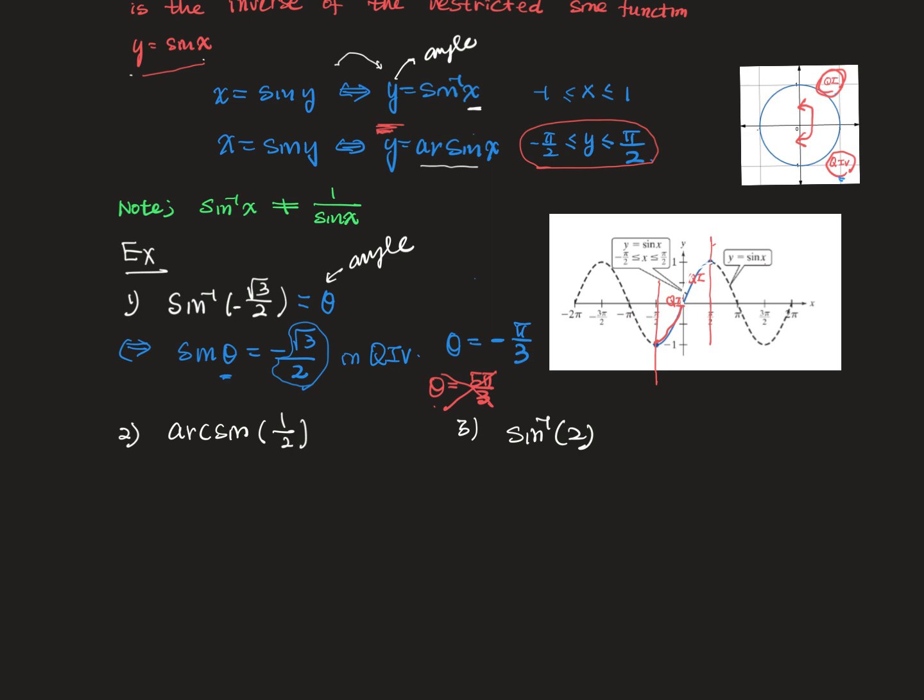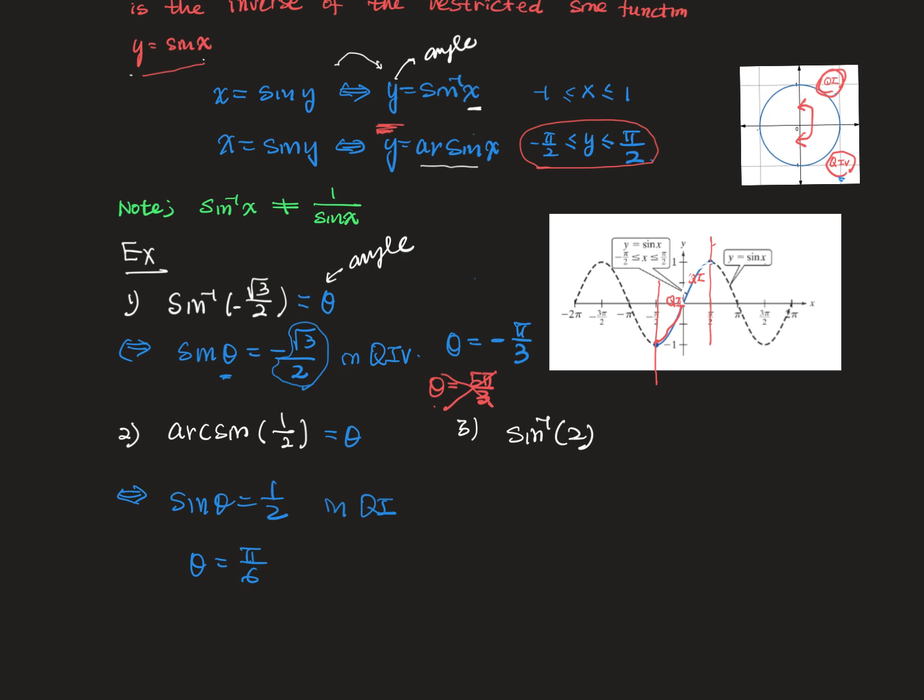How about the second question? Take some time and think about the inverse sine function. Okay, let's go. Arc sine of 1 over 2 is theta. So by definition, sine theta is 1 over 2. Sine is positive in quadrant 1. So theta is pi over 6.